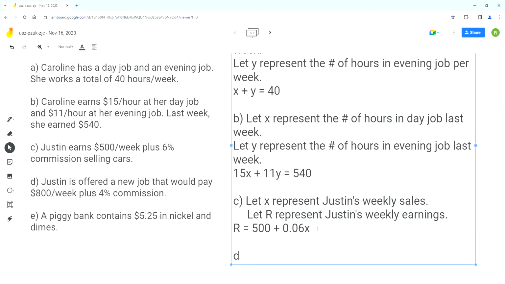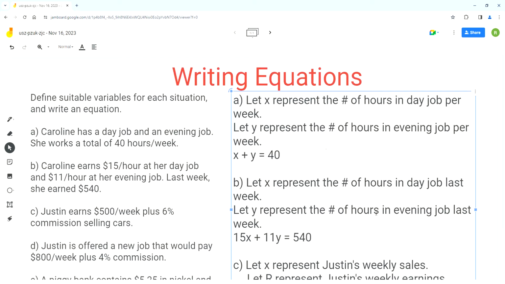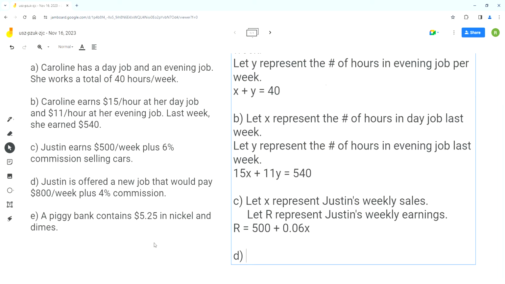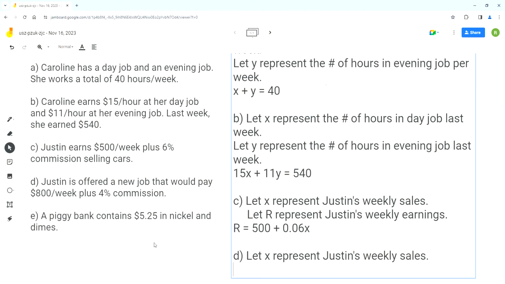In part D, we are given that Justin is offered a new job that would pay $800 per week plus 4% commission. Now in this case, we'll have to use a variable for total amount of sales he makes. So same kind of situation, and his total earnings in that new job. So our first let statement will be let x represent Justin's weekly sales, and then let E represent Justin's weekly pay.